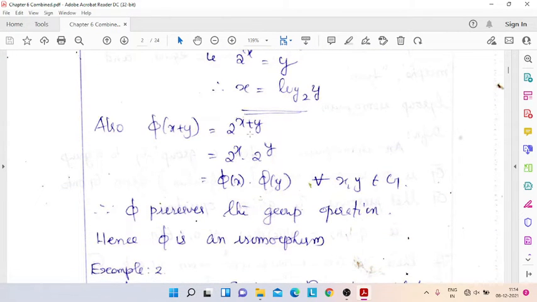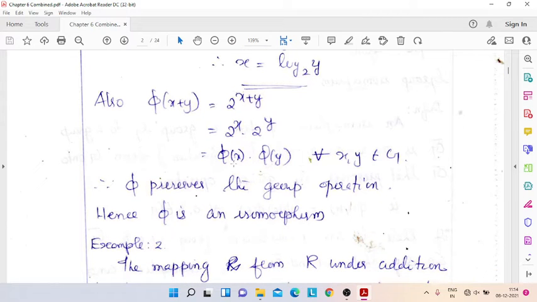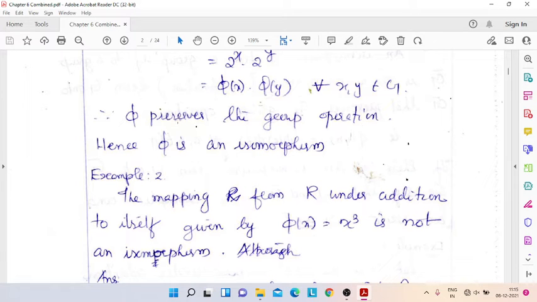Finally, whether it preserves the operation. For that we take x and y, two elements of the first group, and we take phi of x plus y. Plus is the operation of the first group. So phi of x plus y equals 2 raised to x plus y, which equals 2 raised to x times 2 raised to y. But 2 raised to x is phi x, and 2 raised to y is phi y. So phi of x plus y equals phi x times phi y for all x, y in G. Thus phi preserves the group operation.